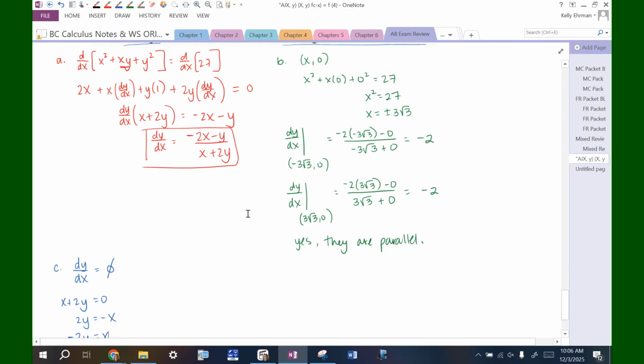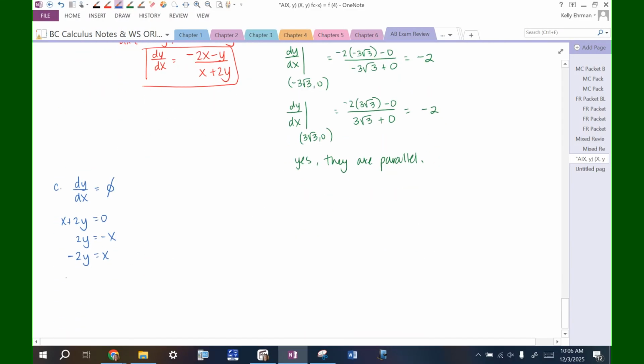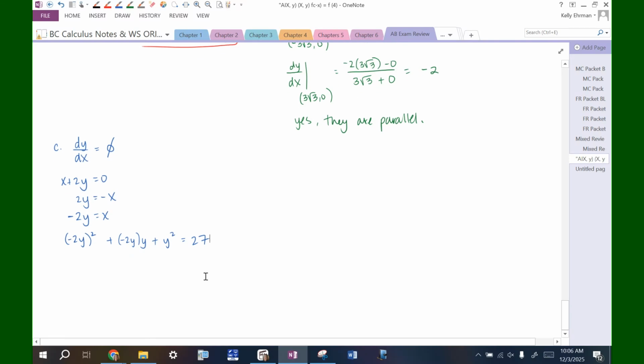So x squared, so negative 2y squared plus x times y, negative 2y times y, plus y squared is supposed to equal 27. So this is 4y squared minus 2y squared plus y squared equals 27. That's 2, so 3y squared equals 27. Oh, this is coming out nicely. Y squared is 9. Y is plus or minus 3.